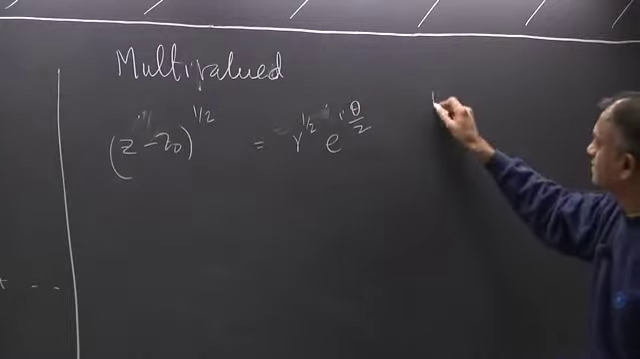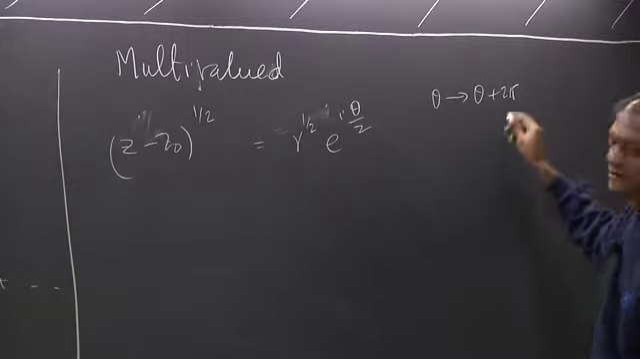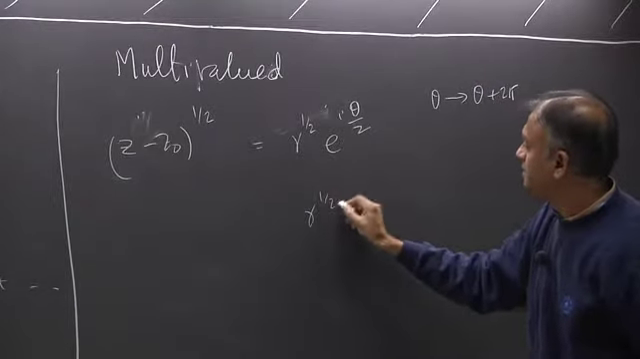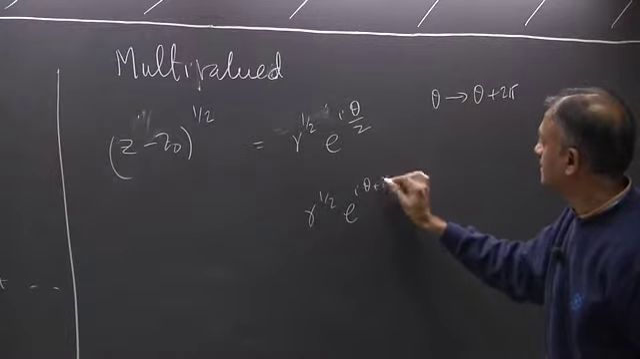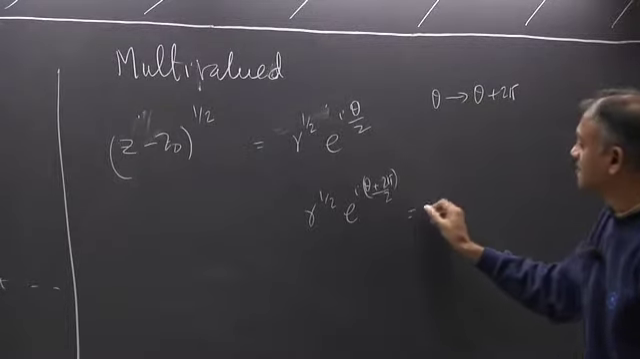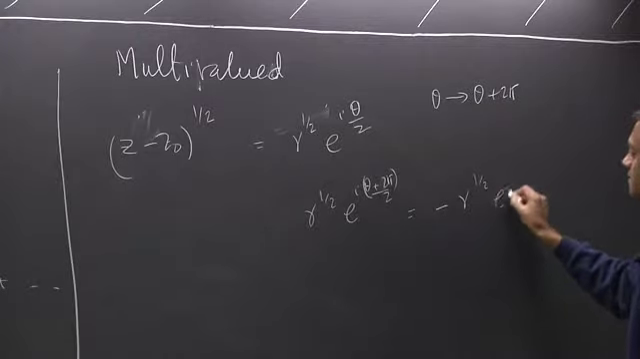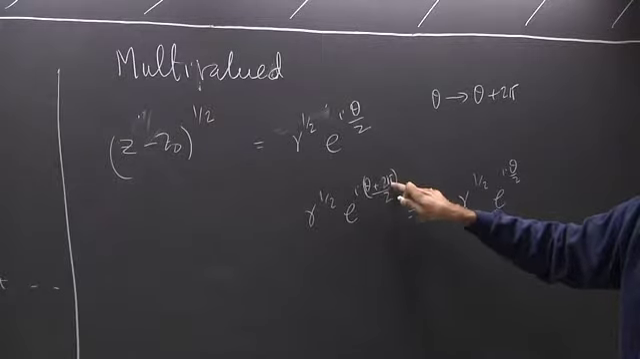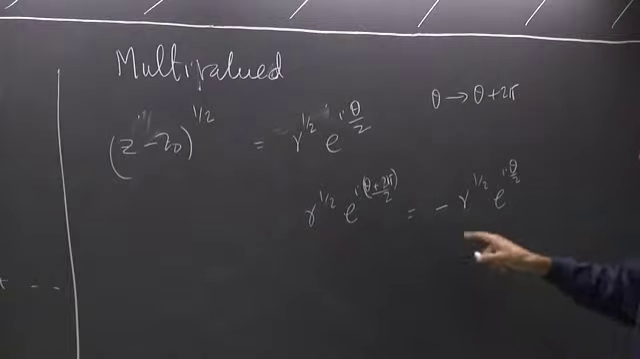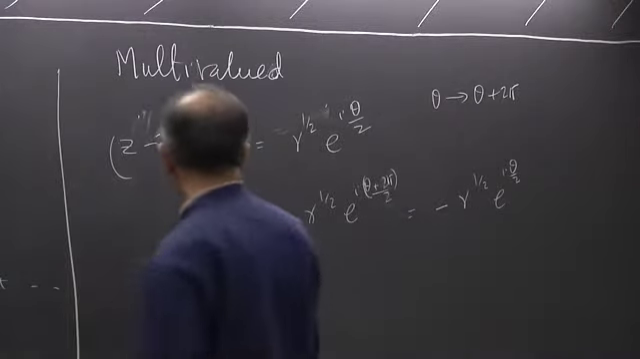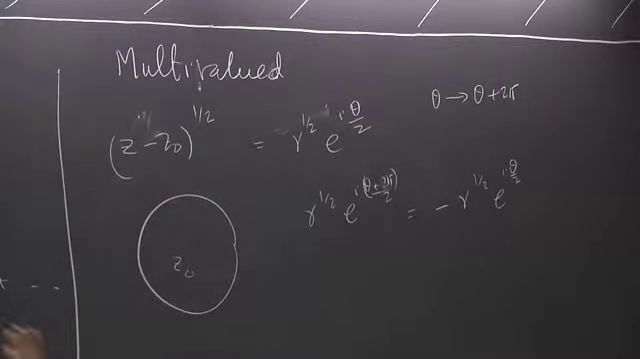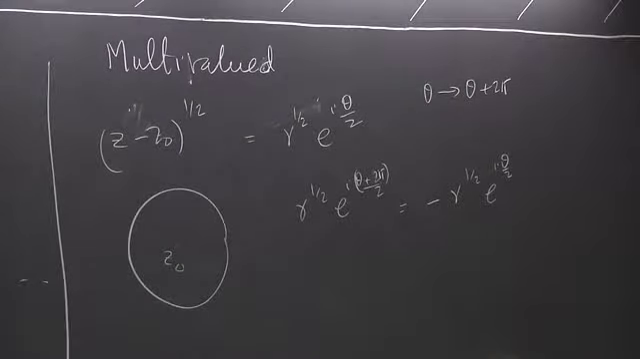And now if you shift theta to theta plus 2 pi, the answer is not the same. Because under this you get r to the half e to the power of i (theta plus 2 pi) by 2, which is the same as minus r to the half e to the i theta by 2, because the 2 cancels and you get e to the i pi, and e to the i pi is minus 1, right? So it's not single valued. If you go around z naught and come back, you do not come back to its original value, but to minus the original value. So that is an example of a multi-valued function.